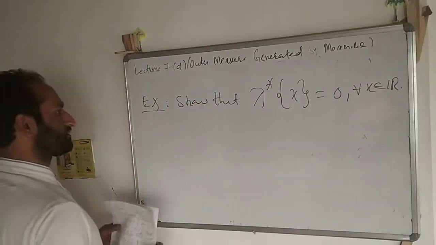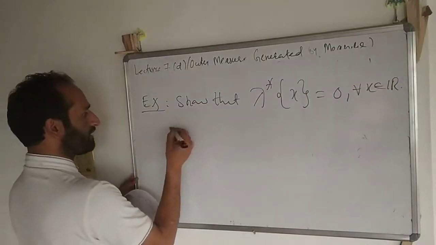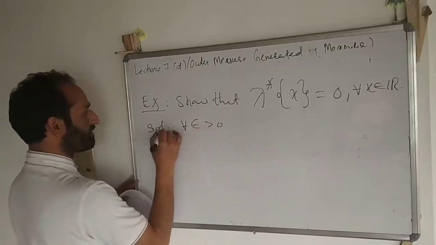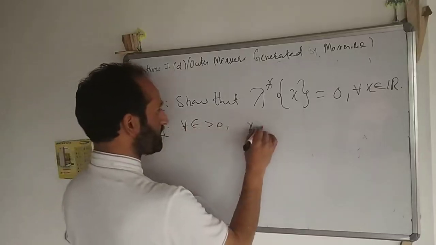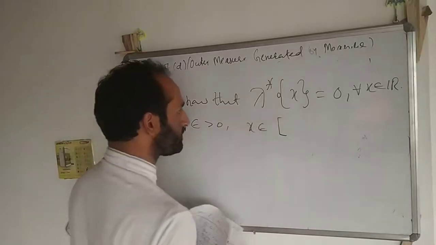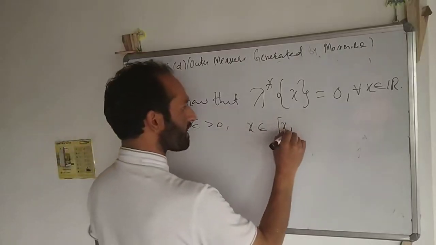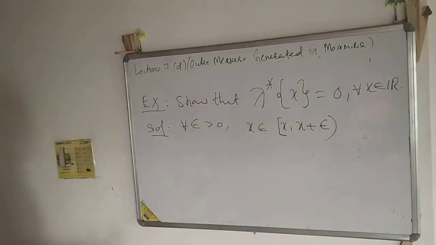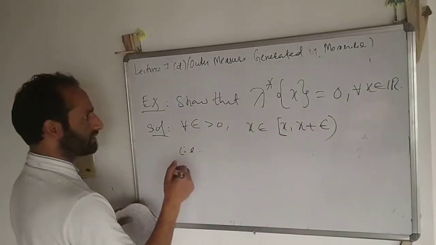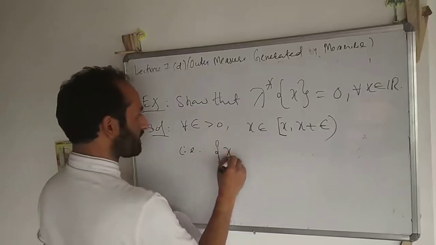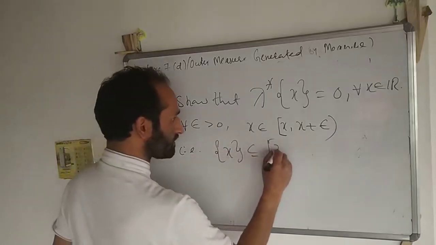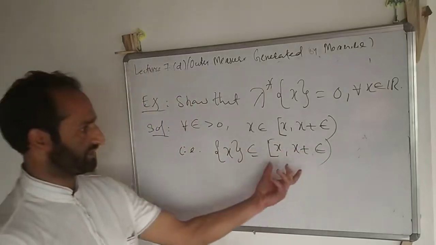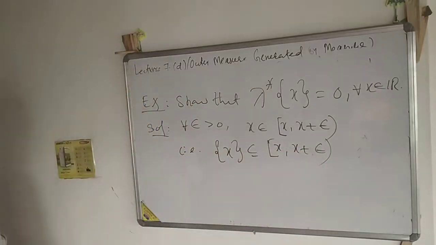Every singleton set. So let's prove this. For all epsilon positive, x belongs to the following set: x to x plus epsilon. So the singleton set {x} is a subset of [x, x plus epsilon). So it's a cover actually, because it's a number of semi-ring.